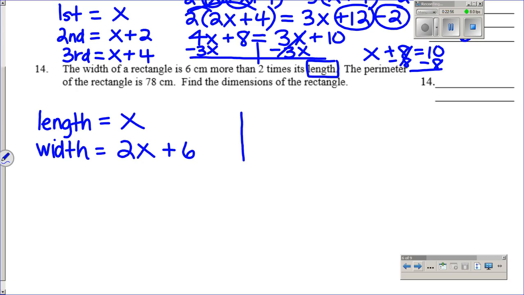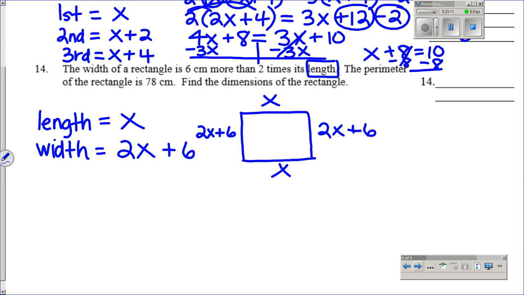Okay, I'm just going to draw and label a rectangle so I can kind of see my 4 sides. So our length is x, and our width is 2x plus 6. In the problem, they told us the perimeter equals 78. So now we're just going to combine like terms. So x plus 2x plus x plus 2x. That's going to add up to equal 6x.